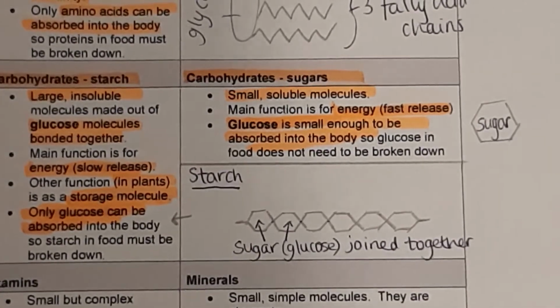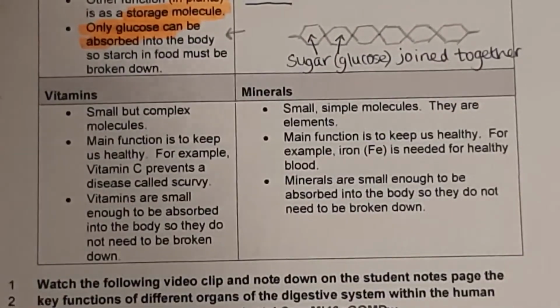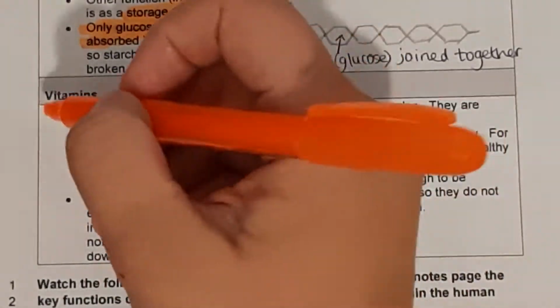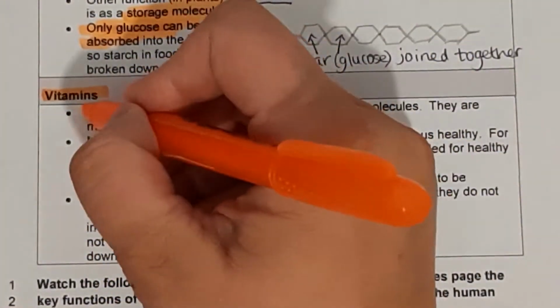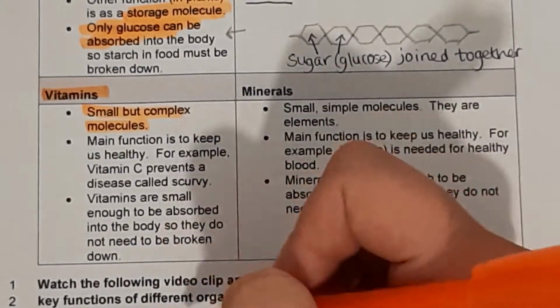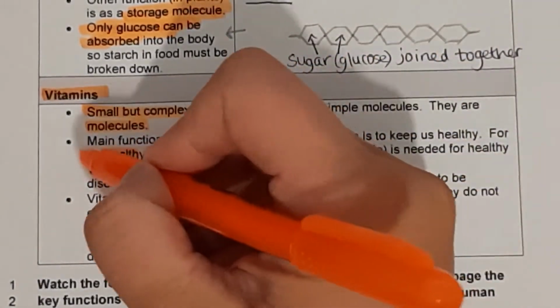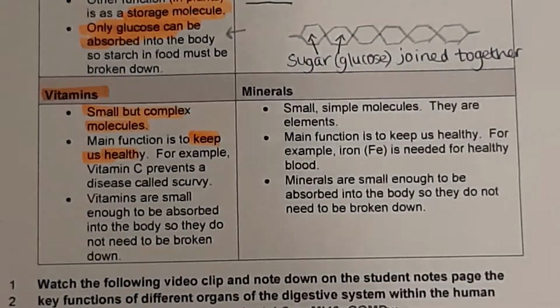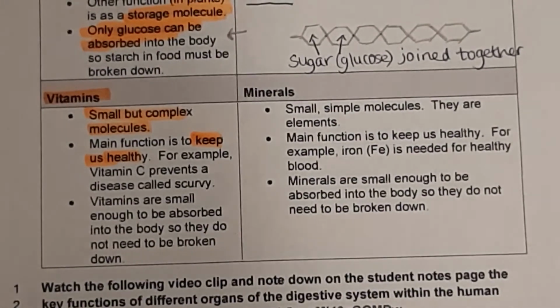I'm going to move on now to vitamins and minerals. Vitamins are small but very complex molecules. Their main function is to keep us healthy, so we need them to maintain health. Vitamins and minerals are things that we can't make ourselves generally, so we have to absorb them from other sources.